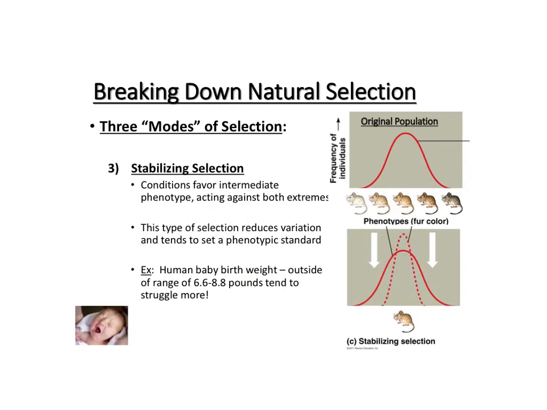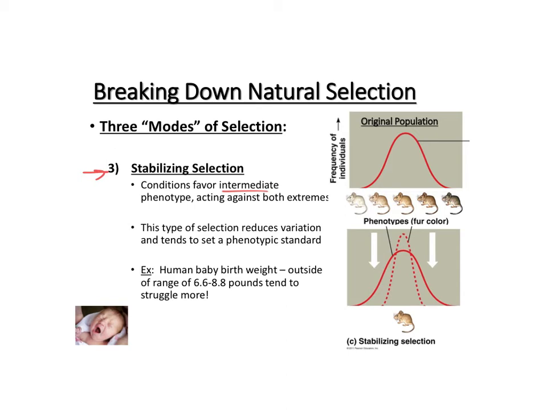The last one is called stabilizing selection. This is a little bit more common than disruptive. And this is where conditions more strongly favor the intermediate. And so over time, we see selective pressure against being either extreme. What this sort of does is sharpens your bell, right?